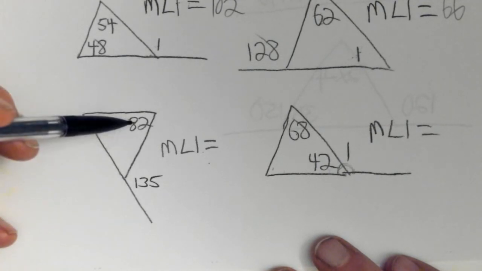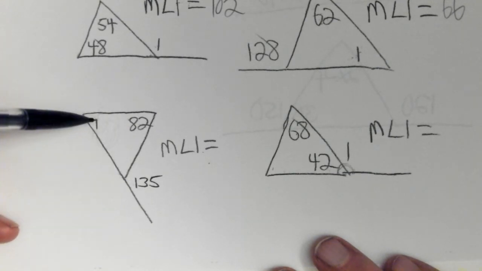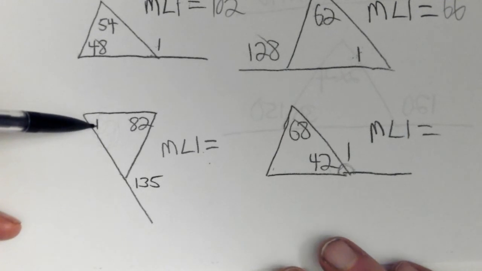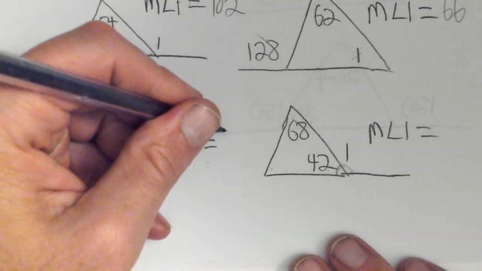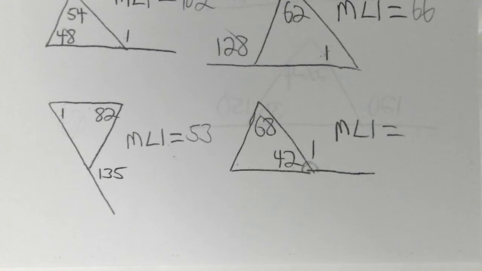And so I have another remote interior angle, and I have an exterior angle, 135. Well, angle 1 plus 82 should equal 135, so if I want the measure of angle 1, I need to do 135 minus 82. And that leaves me with 53. Okay? Alright, the next one.